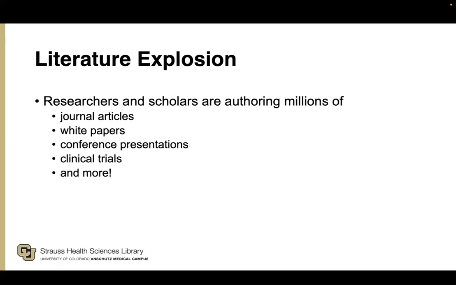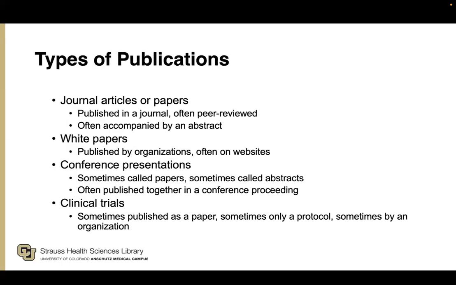So some publications are journal articles, some of them are white papers, some of them are conference presentations, some are clinical trials, and then there's even more types beyond that. So journal articles, or sometimes they're just called papers, are often published in a journal, and often these journals are peer-reviewed. And these journal articles have two components. There's the big article itself, which is usually found in a PDF, and it's also accompanied by an abstract. So the authors will summarize what's going on in their article and put it into an abstract.